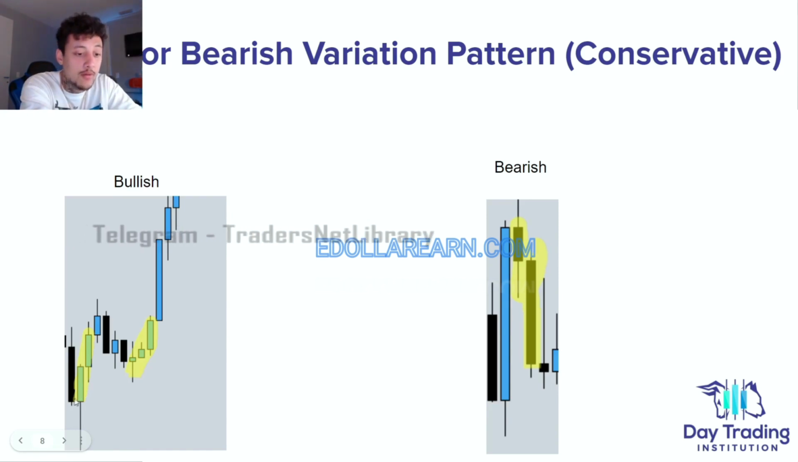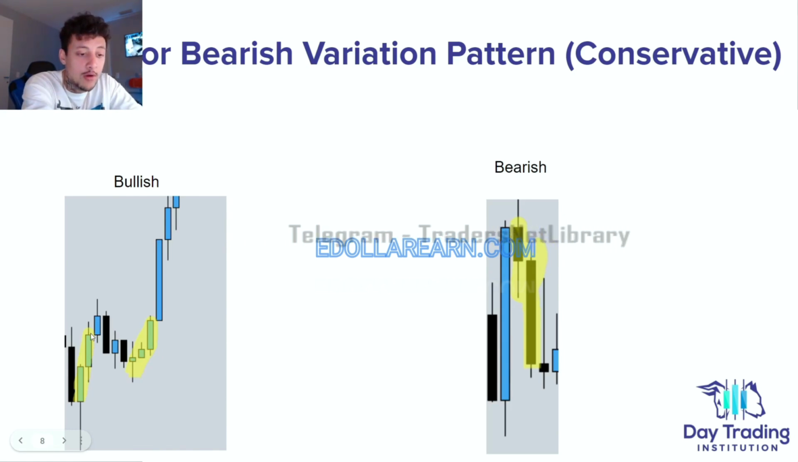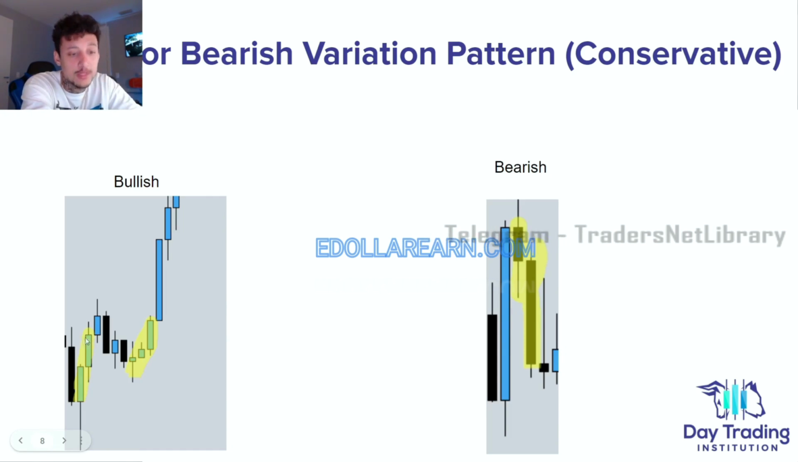So here we have a bullish variation pattern, and then here we also have another variation pattern form, right? It's going to consist of 2 candlesticks. Notice how this candlestick closed above the open of the previous bearish candlestick. That's going to be considered a variation. That's a high probability variation.